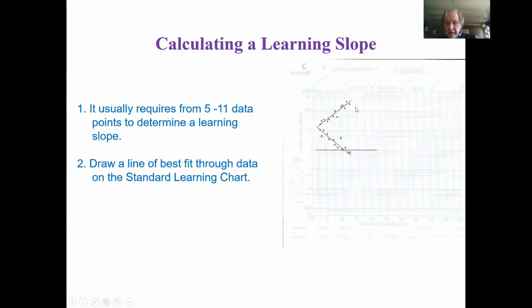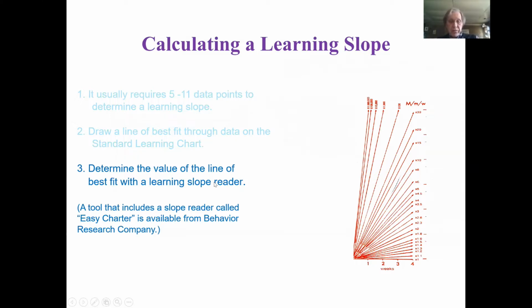But as you see on this example, the dots represent correct performance, which is accelerating, and the X's represent incorrect performance, which is decelerating. We use what we call a learning slope reader to find the value of those acceleration or deceleration slopes. There is a tool that includes a slope reader called Easy Charter, which is available from Behavior Research Company.